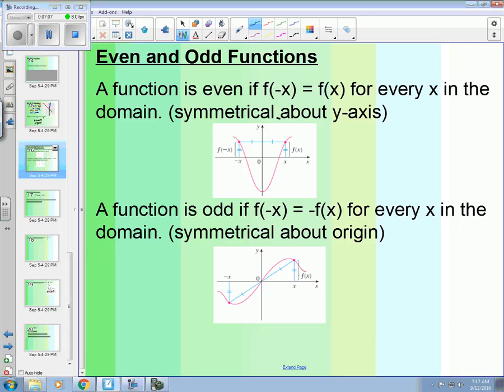This picture here shows an example of an even function. You can see this red one is symmetrical about the y-axis. There's a point on each side here that is identical to the point over here.